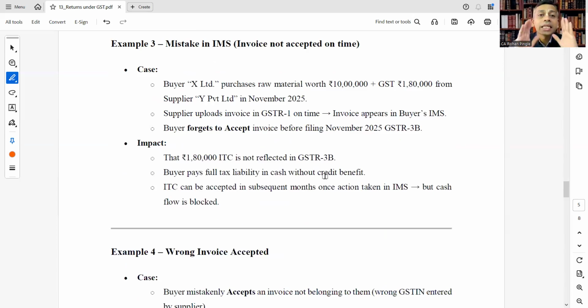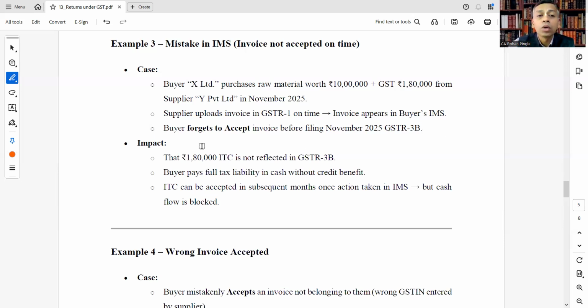Example 3. Mistakes in IMS. Invoice not accepted on time. Let's see the case. Buyer X Limited purchases raw material worth rupees 10 lakhs plus GST 1,80,000 from supplier Y Private Limited in November 2025. The supplier uploads its GSTR-1 on time. The invoice appears in the buyer's IMS, but the buyer forgets to accept the invoice before filing the November 2025 GSTR-3B.